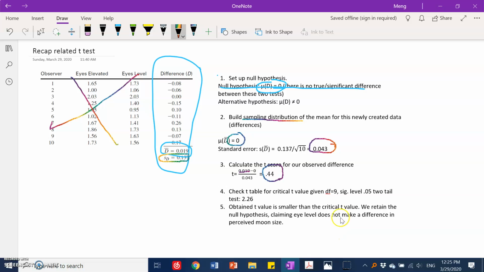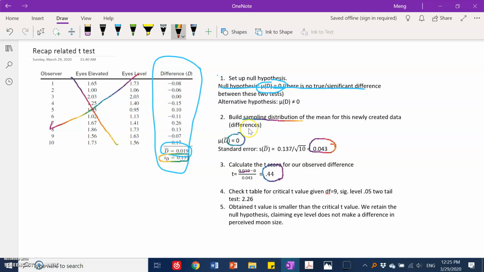Back to our example, we say that the eye level does not make any difference in perceived moon size. There is no difference, which means that this difference is actually 0, which further means that this eye elevated data set is not significantly different from the data set of this eye level. So that is the answer for this practice.